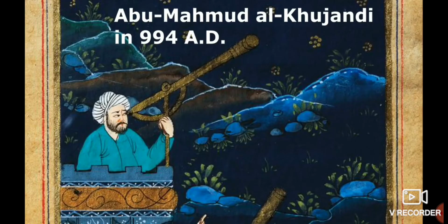The first known mural sextant was constructed in Ray, Iran, by Abu Mahmud al-Khujandi in the year 994 AD. To measure the obliquity of the ecliptic, al-Khujandi invented a device that he called the al-Fakhri sextant, a reference to his patron, the ruler Fakhr al-Dawla.